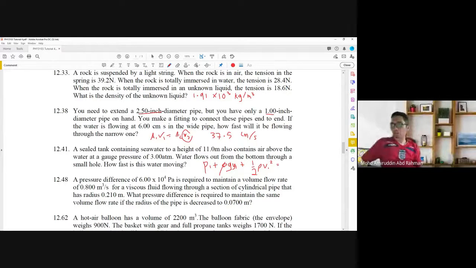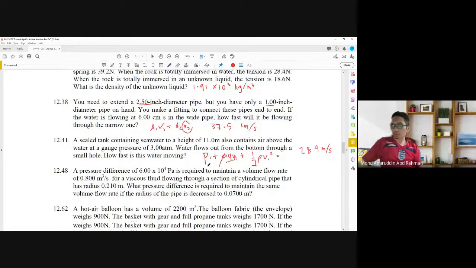Okay, so you need to know how fast the water is moving. So that's the V2. So your V2 will be 28.4 meter per second. Okay, so that's how fast the water is moving.